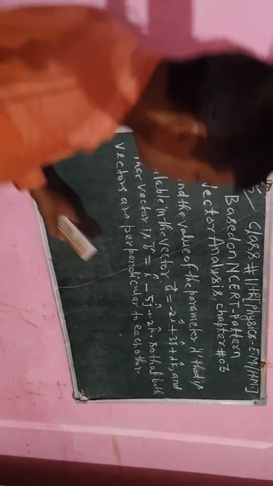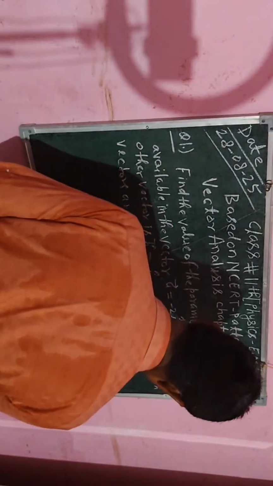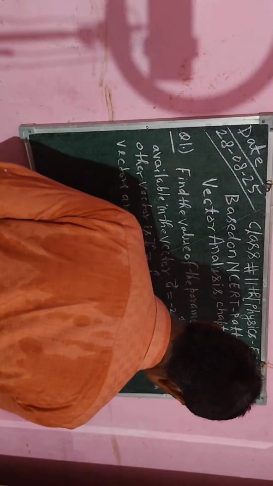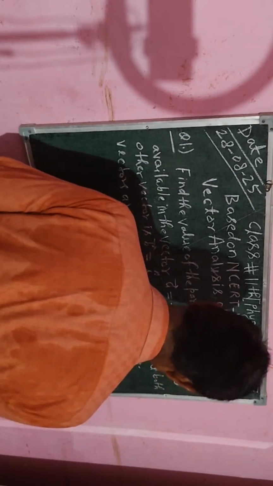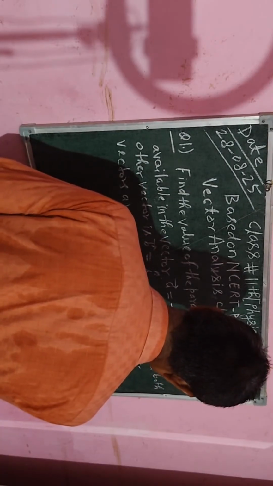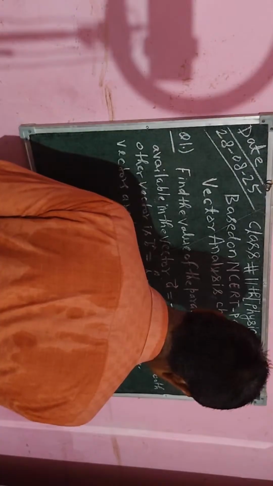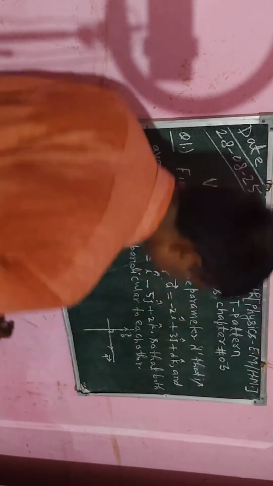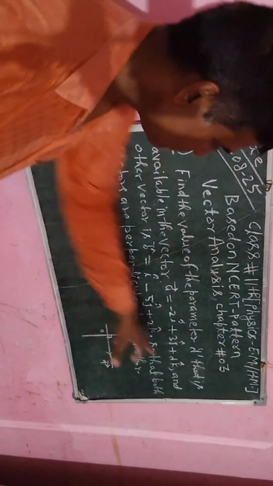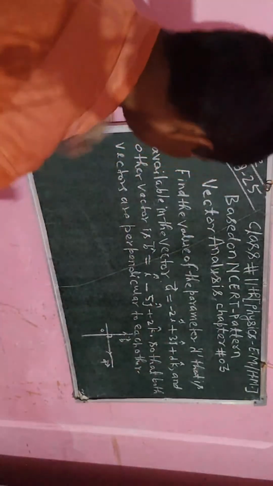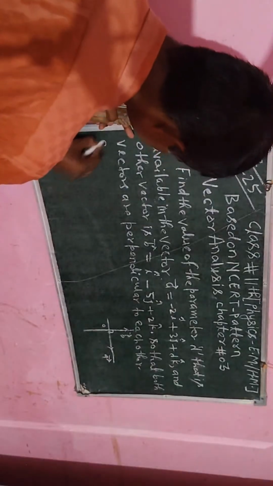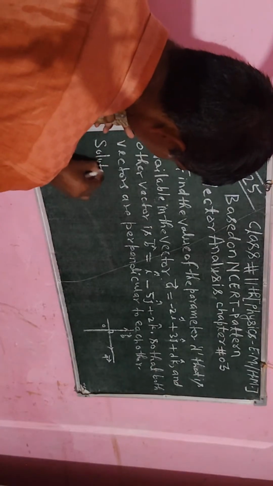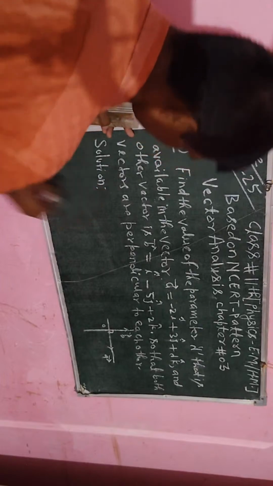It means that one vector will be like this. This is the vector A, and this will be vector B. So vector A is perpendicular to vector B, or vector B is perpendicular to vector A. Therefore, I will say they are perpendicular to each other. Okay. So we have to find the value of the unknown parameter. First of all, I will write here the solution.